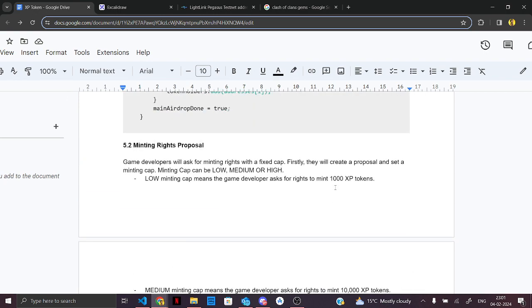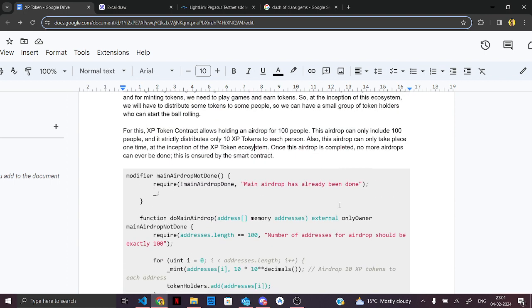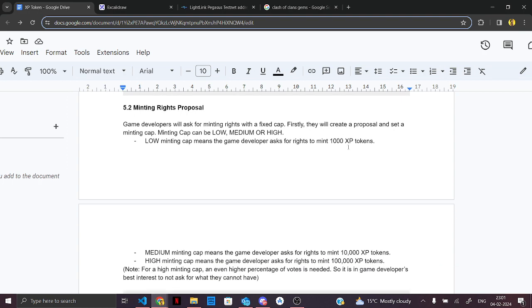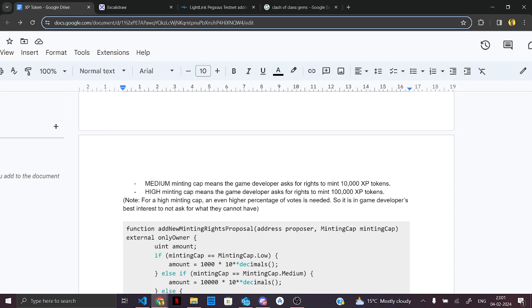Now once we have the ecosystem started, we have some people, we have some token holders. Now there will be the concept of a minting rights proposal. Let's say the ecosystem has grown a little bit. Now game developers will ask for minting rights with a fixed cap. The minting cap can be low, medium, or high. Low means the developer is asking for rights to mint 1,000 XP. Medium means they are asking for rights to mint 10,000 XP. High means they are asking to mint 100,000 XP.